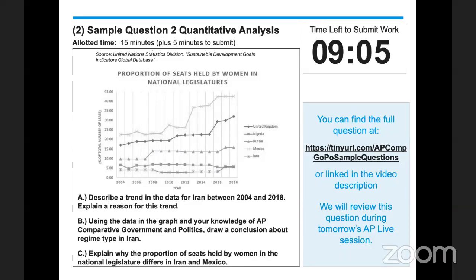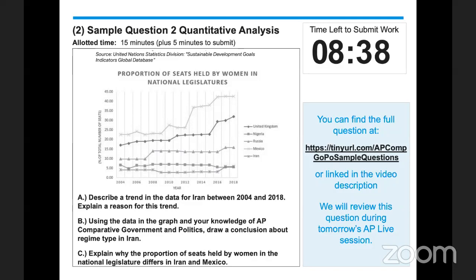For B, draw a conclusion. Make sure there's a because. This is why. And make sure you elaborate on regime type to prove that you understand different regime types. You can use your knowledge from the argument essay. You just wrote an argument essay about regime type. You can use that knowledge here. And then C, it says explain why a proportion of seats. Make sure, again, there's a because in your answer.